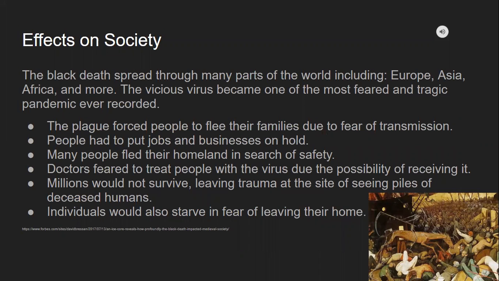The plague forced people to flee their families due to fear of transmission. People had to put jobs and businesses on hold. Many people fled their homeland in search of safety. Doctors feared to treat people with the virus due to the possibility of receiving it. Millions would not survive, leaving trauma at the sight of seeing piles of deceased humans. And sadly, individuals would also starve themselves in fear of leaving their home.